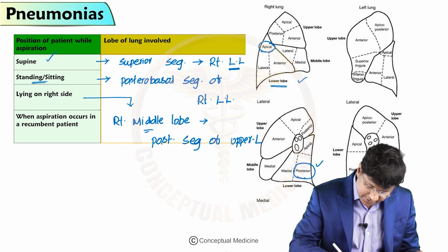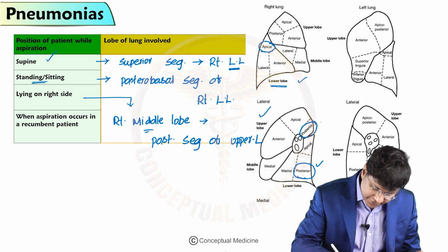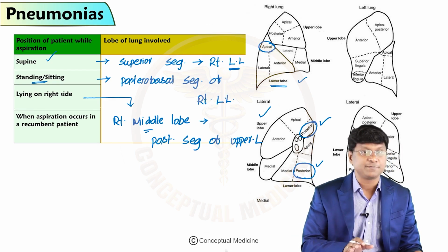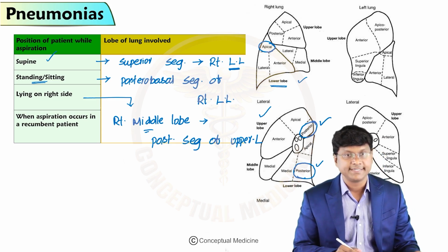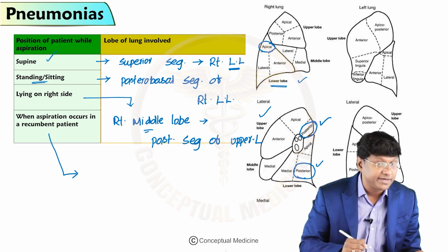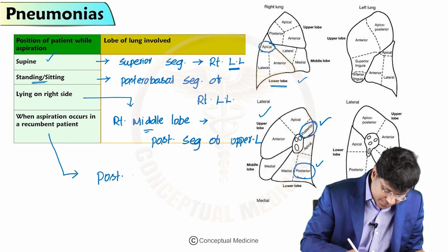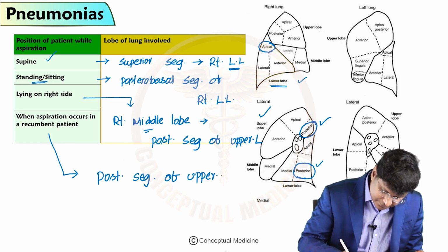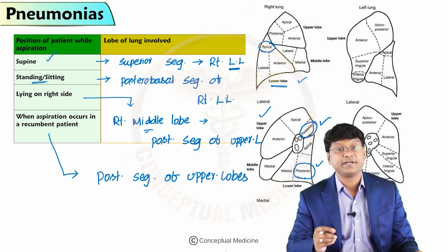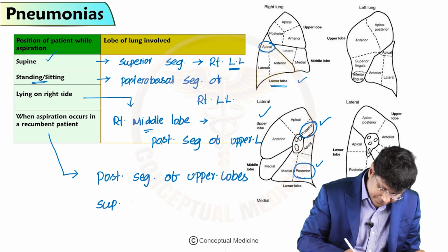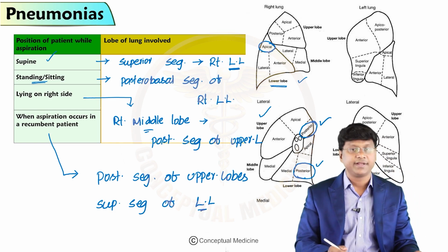Okay, so you see here, this is the upper lobe and this is the posterior segment of the right upper lobe. These are the lobes which are affected if the aspiration occurs when the individual is lying on the right side. And when aspiration occurs in recumbent position, the posterior segment of the upper lobes and superior segment of the lower lobes are affected.